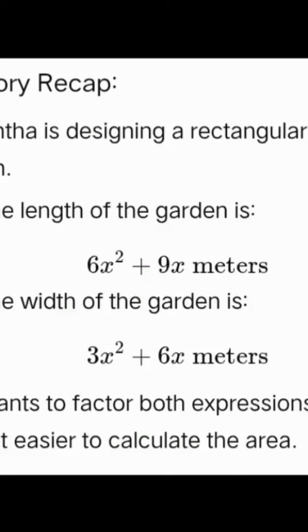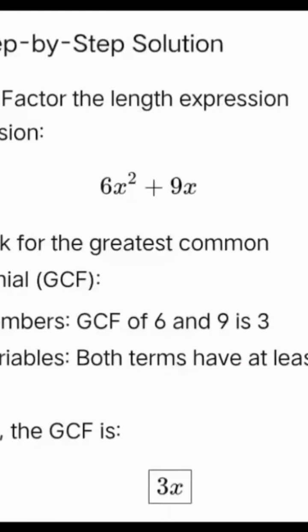So, for the story recap, Samantha is designing a rectangular garden. The length of the garden is 6x squared plus 9x meters. The width of the garden is 3x squared plus 6x meters. She wants to factor both expressions to make it easier to calculate the area.